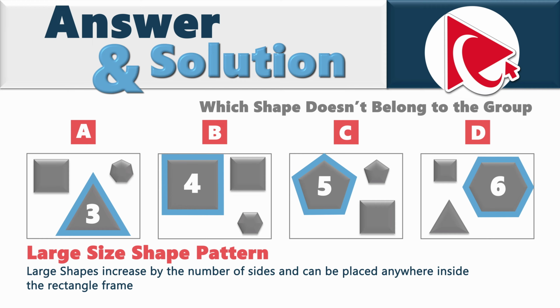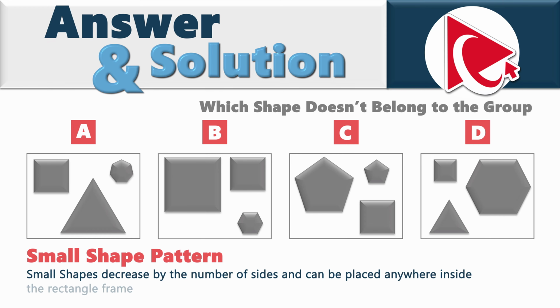And as you might have noticed, there is an opposite pattern for the small size shape. Small shapes decrease by the number of sides and can be placed anywhere inside the rectangle frame. We start with heptagon, which is 7 sides in choice A, then go to hexagon, then pentagon in choice C, and then end with the square in choice D.